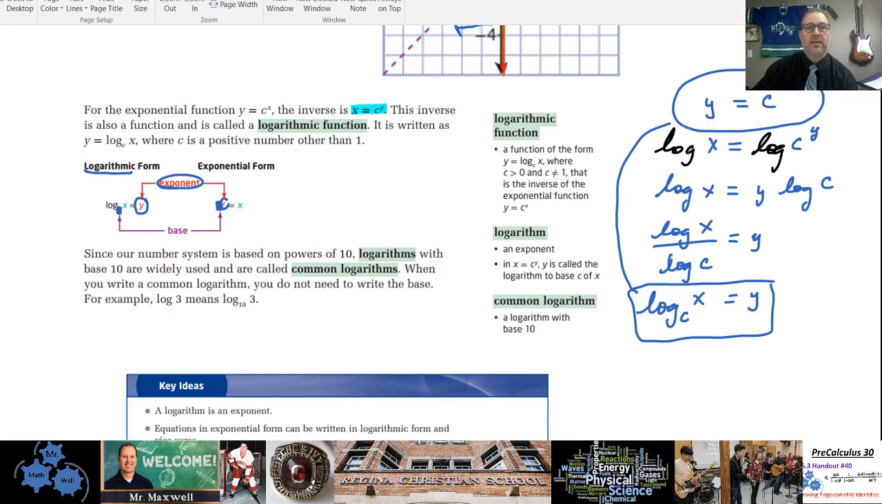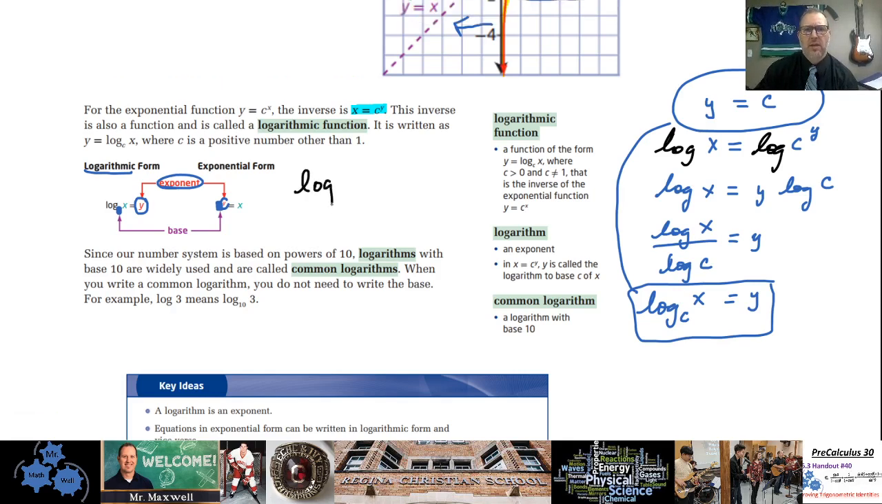So you might see something like this: log of 25 base 5. Okay, that is a logarithm, and if we're evaluating that, we are looking for what? An exponent. A logarithm can be thought of as an exponent. So what exponent with this base gives me this value? Well, it's 5 to the power of 2. Okay, 5 to the power of 2.